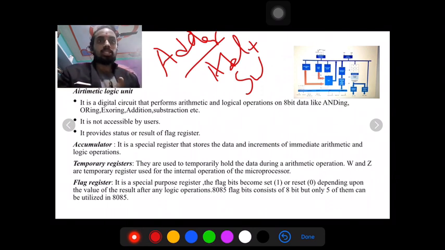So the users cannot access it. So basically it cannot be accessible, and it is going to provide you the status or the result of the flag register.